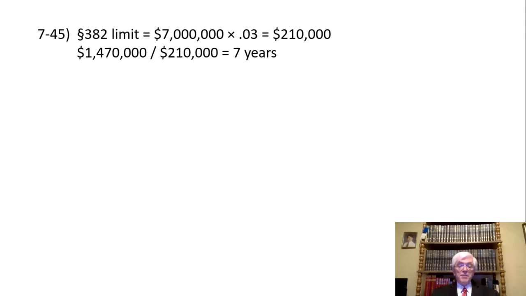Zeta is throwing off $5 million of taxable income. So if 382 was not triggered, we could use the whole thing in 1 year. Basically, we would have no trouble using it in the first year. Even though we don't have exactly 100%, we got almost 100% of the year because the reorganization happened on January 2nd. But anyway, we can't. We can only use 210, and so therefore it's going to take us 7 years.